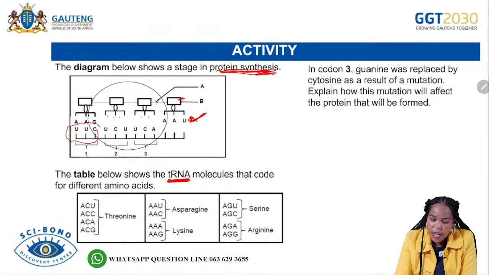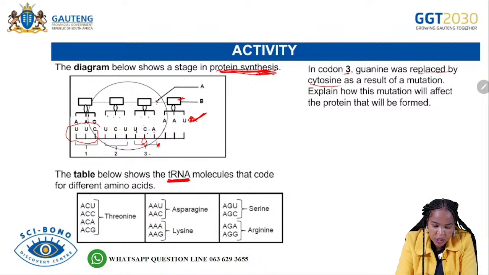It says, in codon 3, you must now come to codon 3, okay? Now you know you are working with this one. Guanine was replaced by cytosine. Now you see UCA. So actually they say initially this C was G. It was supposed to be G, but now it has been replaced by this C. Right, you have now tried to make sense of this as a result of mutation.